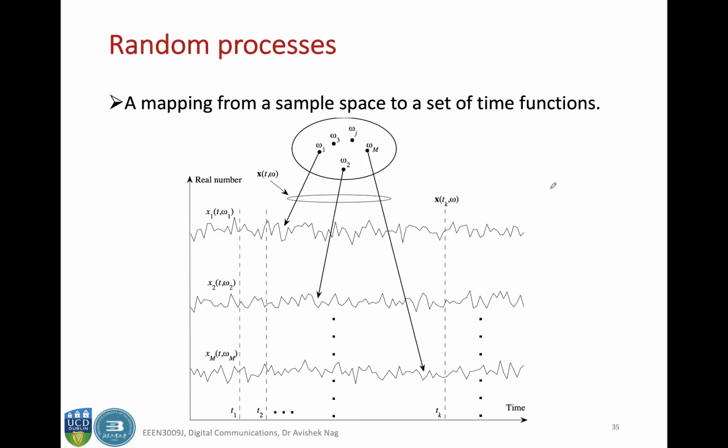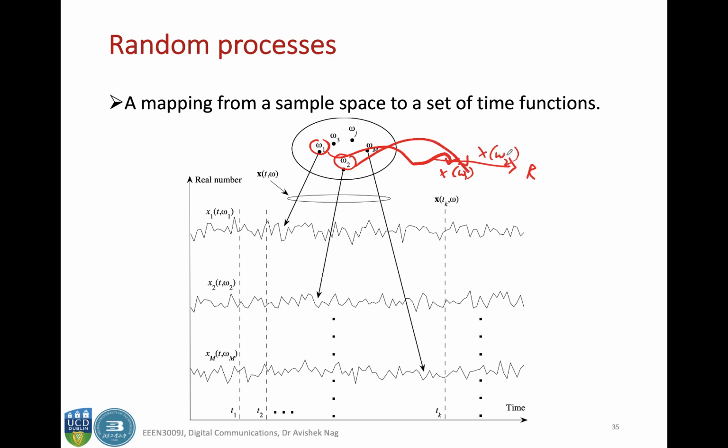And then finally, a random process. What is a random process? A random process is a mapping from a sample space to a set of time functions. In the case of a random variable, you saw that different points in the sample space were mapped to numbers on the real number line. Let's say omega 1 is mapped to x of omega 1, and omega 2 is mapped to x of omega 2.